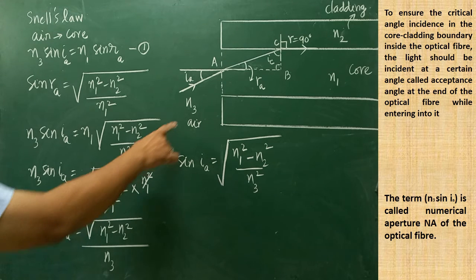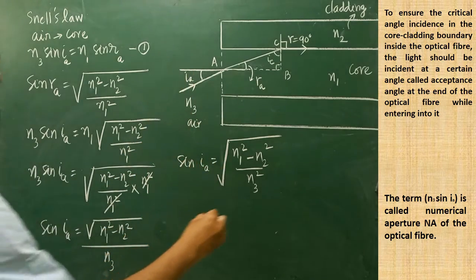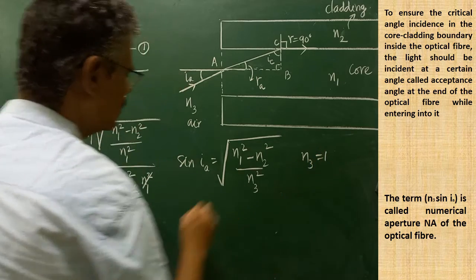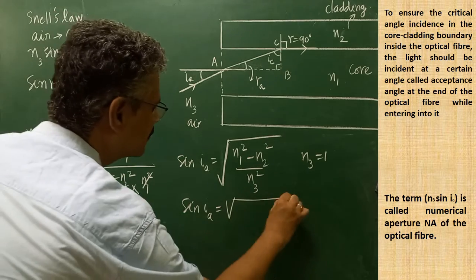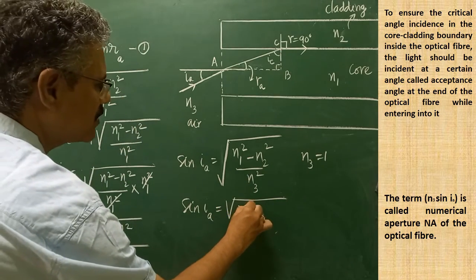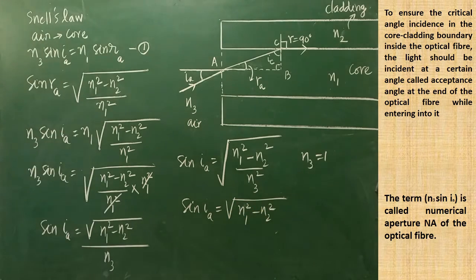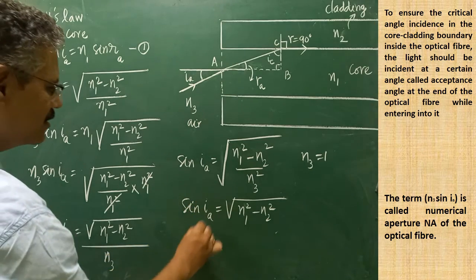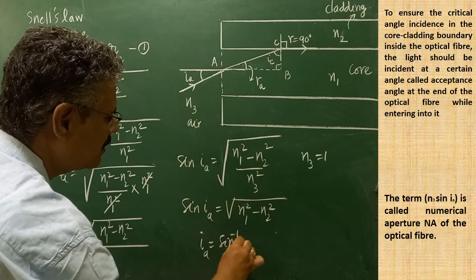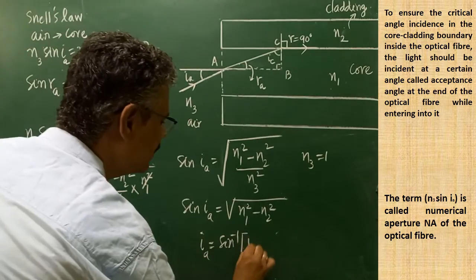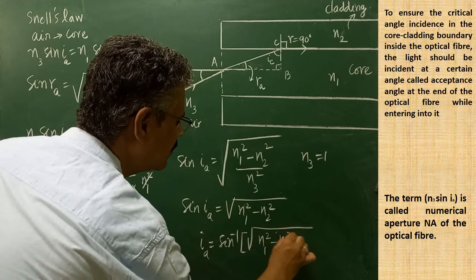Now, look here. This n3 is the air medium. Since n3 is the air medium, it can be taken as 1. Therefore, the n3 value becomes 1. So the next step we can write sin i_a is equal to the square root of n1 square minus n2 square, after substituting 1. Our aim is to get the acceptance angle. Therefore, this sin can be written on the other side. i_a is equal to sin inverse of the square root of n1 square minus n2 square.